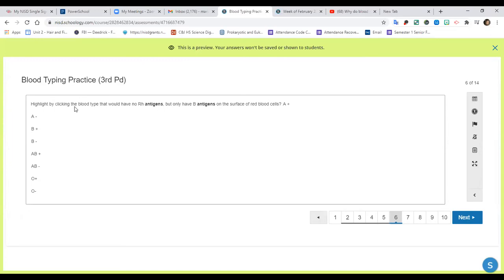Highlight by clicking the blood type that would have no RH antigens, but only have B antigens on the surface of the red blood cells. What would it be? No RH and B antigens.